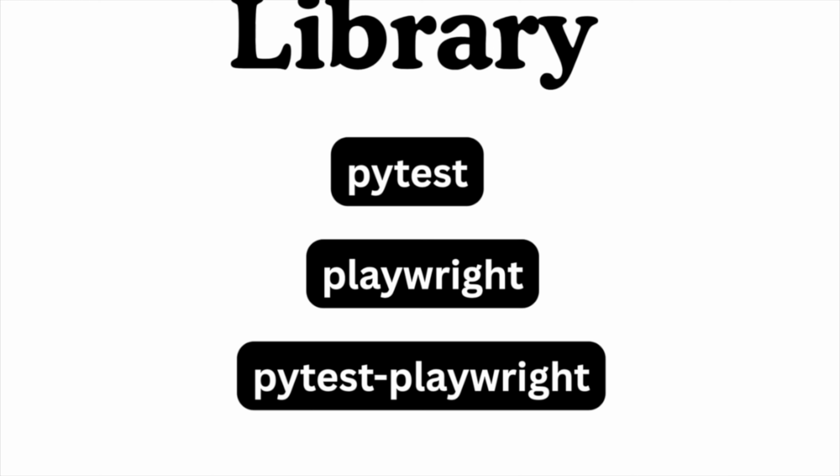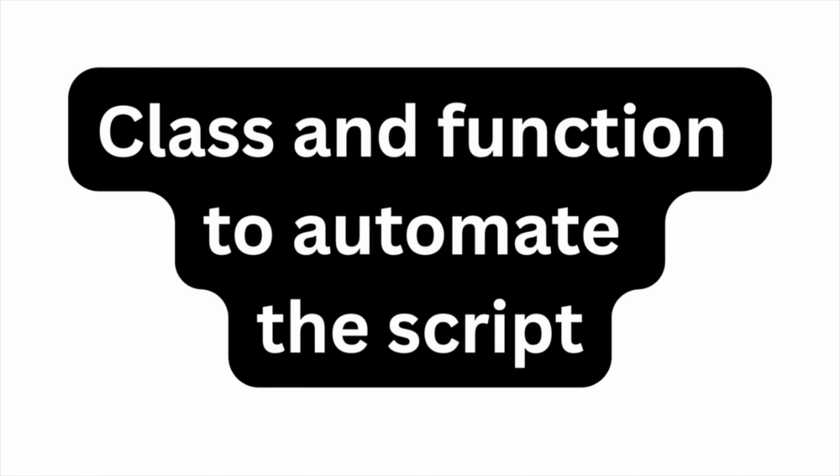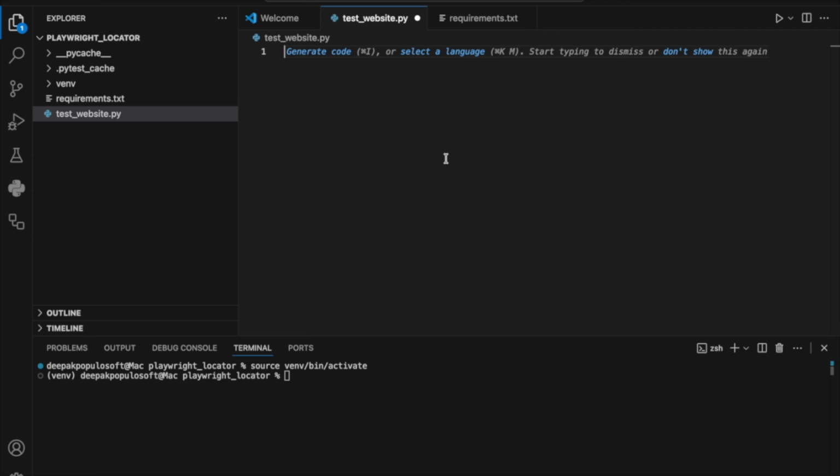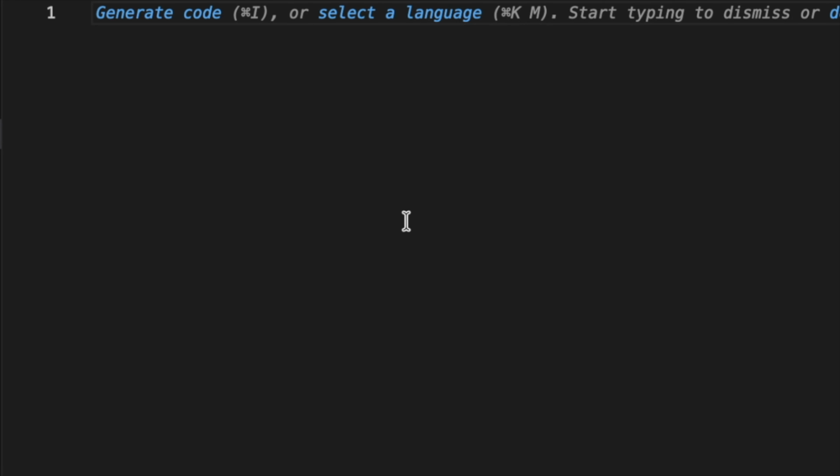Before starting to write the code, we need some libraries installed in our operating system or in the virtual environment, and the libraries are Playwright and PyTest, and there is one plugin, pytest-playwright. We need one class and one function, and the class is going to be Playwright and the function is sync_playwright, and this function has the capability to automatically open the browser and close the browser. So now I'm going to import this function and the class.